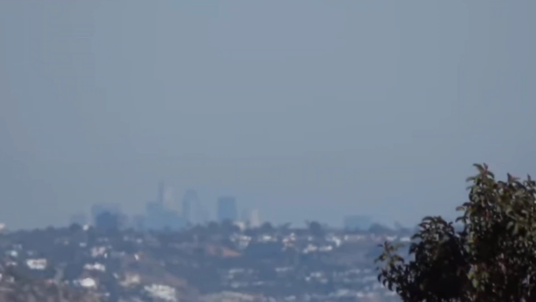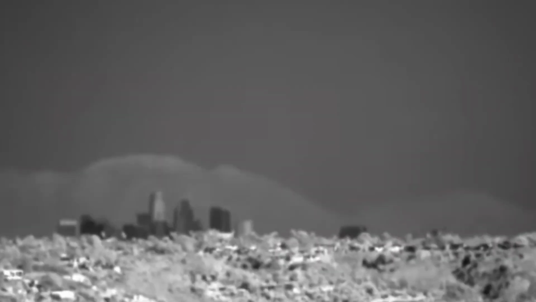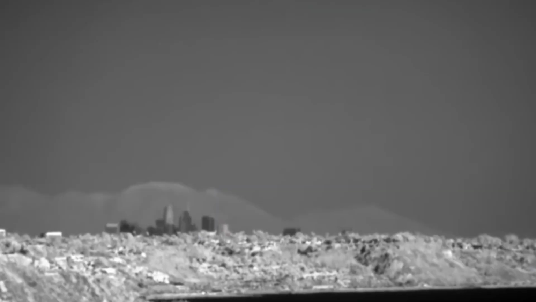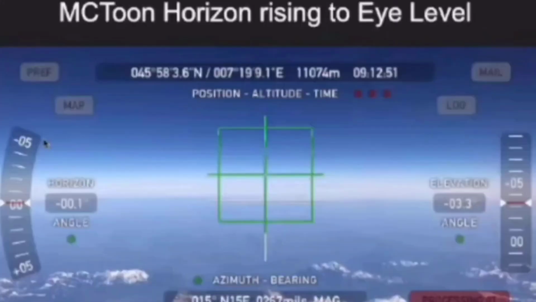and as you can see there's nothing behind it. However, when we add an infrared lens, we see there is land behind it. So just because the atmosphere limits our vision does not mean there's not land beyond. So when they show you these dip angles, like in this example with MC Toon, once again hazy atmosphere, that doesn't mean that there's not land beyond them clouds.